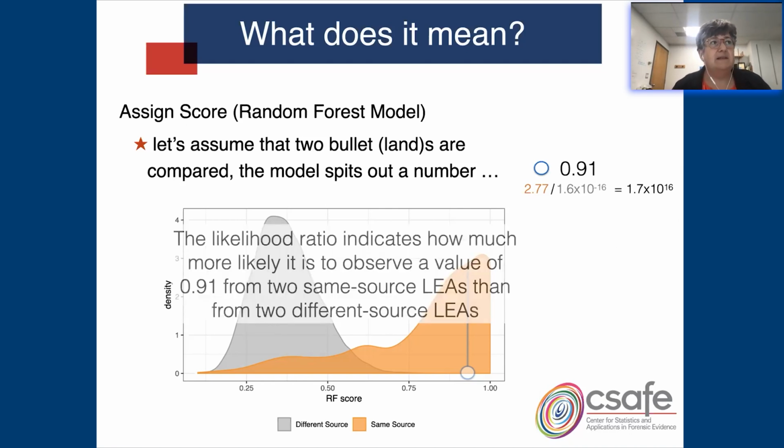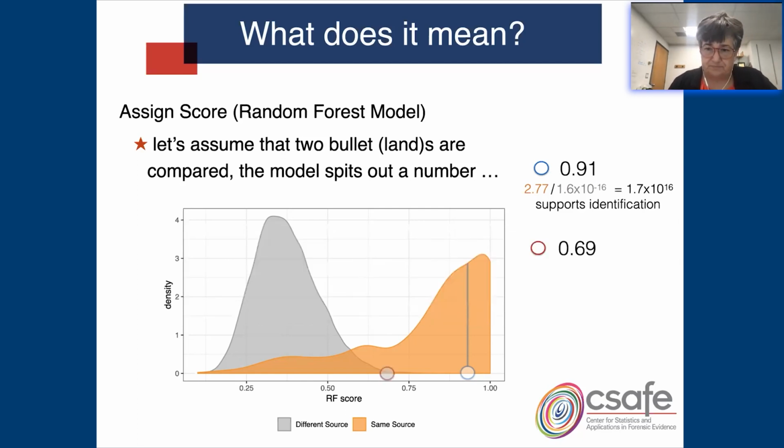So that's a very large value. And what this likelihood ratio means is it indicates how much more likely it is to observe a value of 0.91 when it's coming from a same source comparison as opposed to a different source comparison. So it's much more likely that a score of 0.91 comes from a same source comparison, which means that this score for sure supports an identification. So let's do the same thing again.